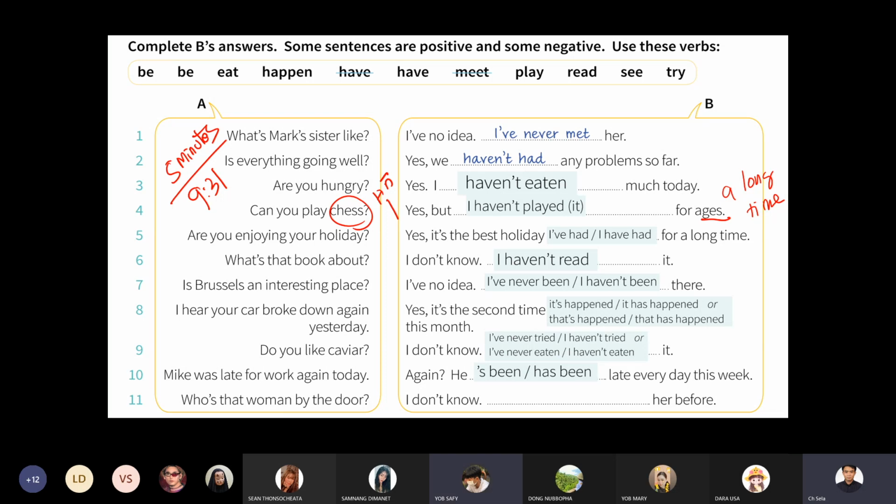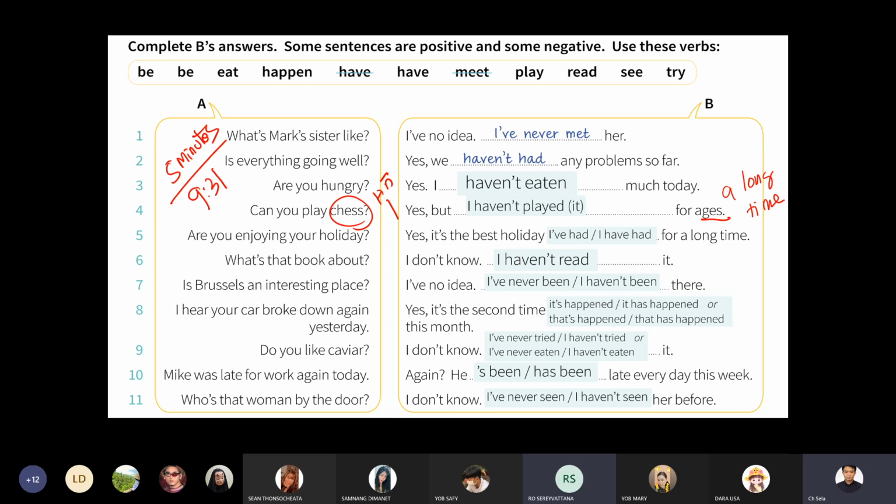All right, number 11. Who's that woman by the door? I don't know. I have never seen her before. Okay, now I want two students to practice asking and answering the questions. I would like to ask Watana. Watana, you read the questions, and Taisan reads the answers. Please, let's start right now.